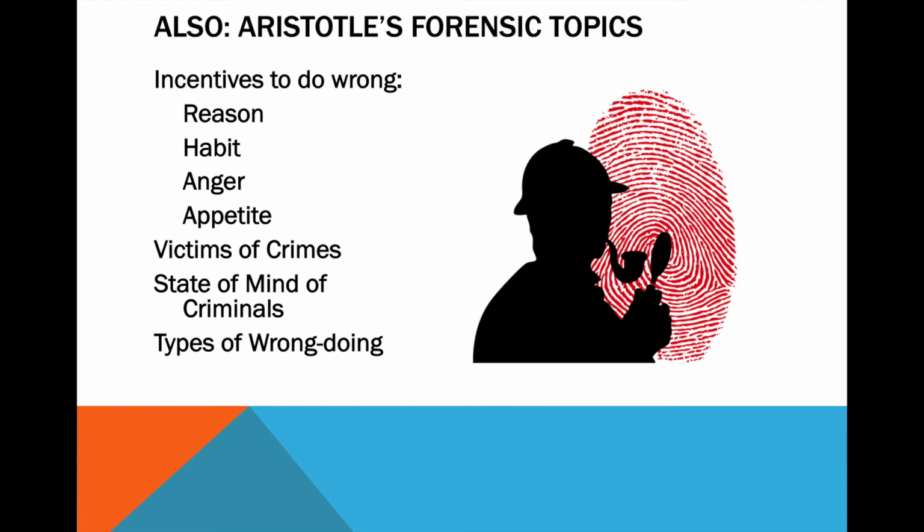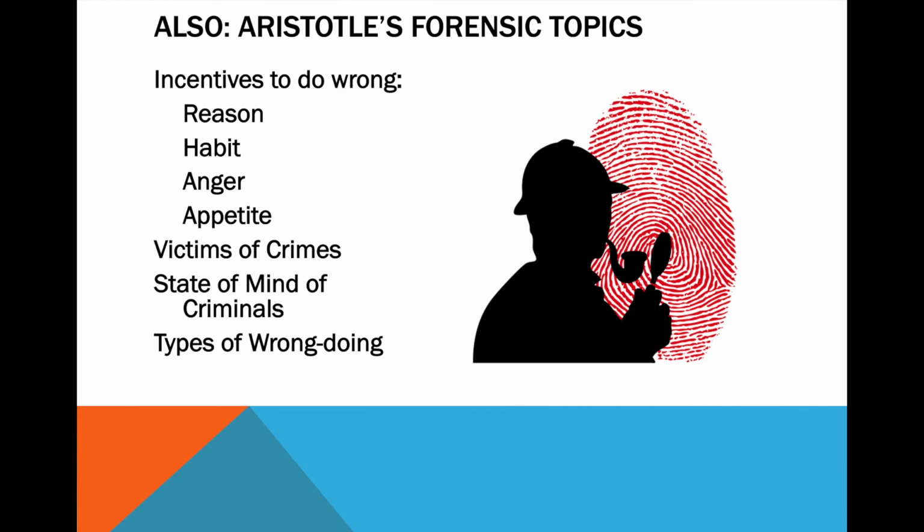And you can also consider Aristotle's forensic topics. So if you recall from Propaganda and Persuasion and reading Aristotle's Rhetoric, forensic rhetoric is one of the classical genres, as we explained, right? But Aristotle gives us a different approach for discovering the available means of persuasion, that is, for discovering arguments in a forensic case. We could, for instance, consider the various incentives to do wrong. So review what Aristotle has to say about the different incentives.